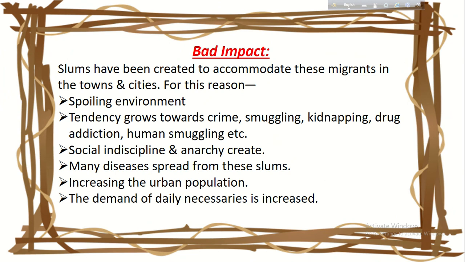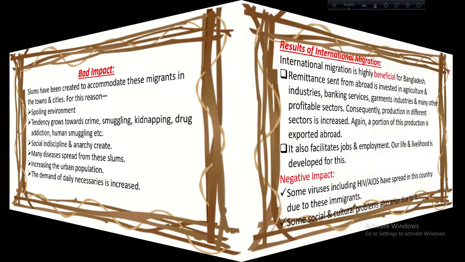Now I will discuss the bad impact of migration. Slums have been created to accommodate these migrants in the towns and cities. For this reason, what happened? The environment is spoiled. A tendency grows towards crime, smuggling, kidnapping, drug addiction, human smuggling or human trafficking, etc. Social indiscipline and anarchy arise, and many diseases spread from these slums due to environmental pollution. The urban population increases because rural people are trying to settle in the urban area. The demand for daily necessities is increased.